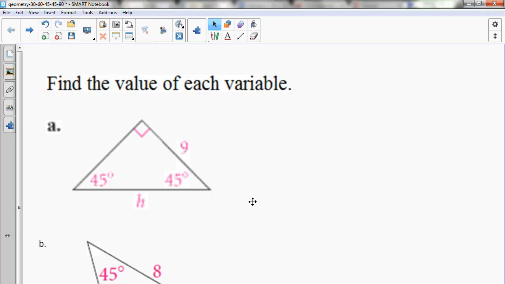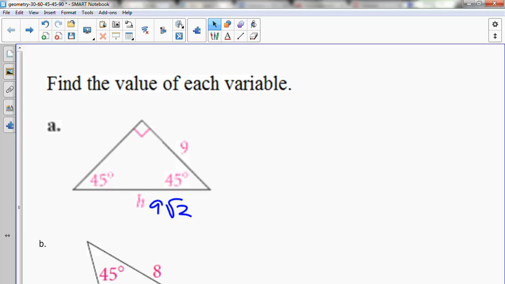All right, there it's a 45, 45, 90. They give you one leg is 9. What's the hypotenuse? Yeah, 9 square root of 2, right? Remember the relationship? We take the leg and we multiply it by square root of 2. So the hypotenuse is 9 square root of 2.